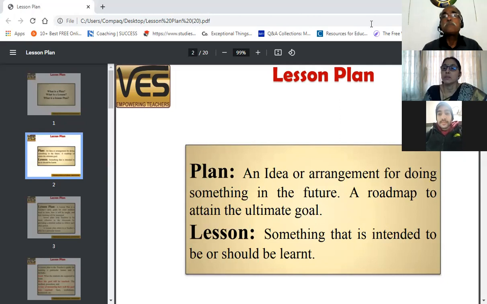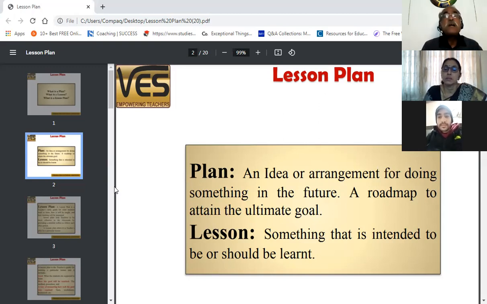The plan, in my view, or in other words, is an idea or arrangement for something to be done in the future, whether it is traveling or studying. Say, for example, if I ask a class 6 student, like today's destination we have seen, what is your aim?